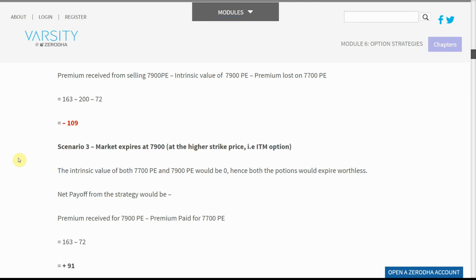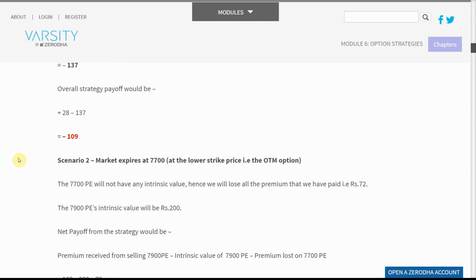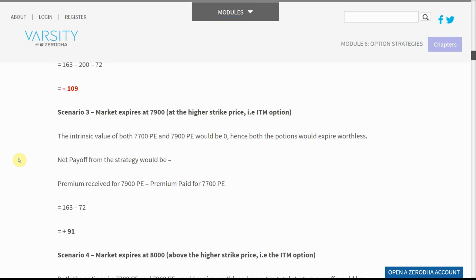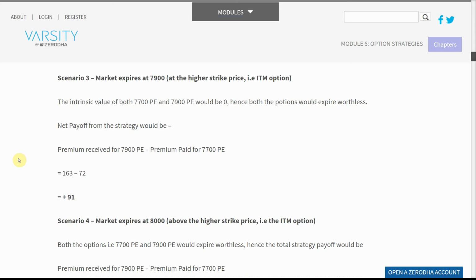Scenario 3. Market expires at 7,900, at the higher strike price, i.e. ITM option. The intrinsic value of both 7,700 PE and 7,900 PE would be 0. Hence both the options would expire worthless. Net payoff from the strategy would be premium received for 7,900 PE minus premium paid for 7,700 PE, equals 163 minus 72, equals plus 91.